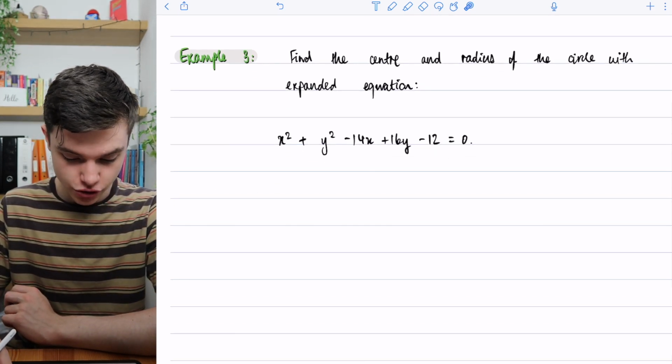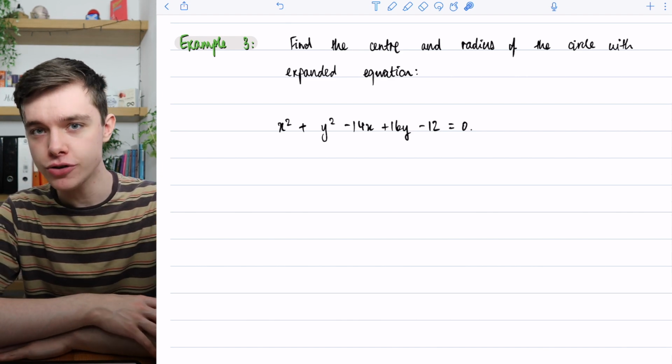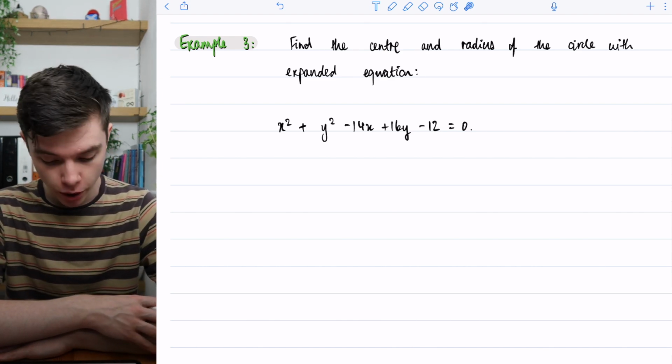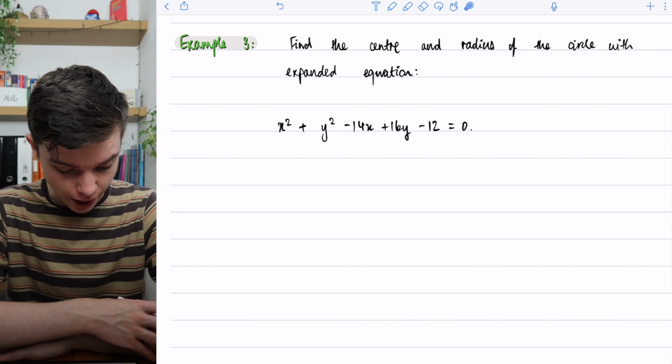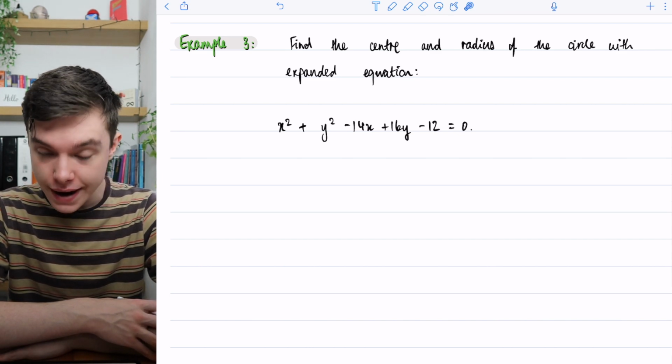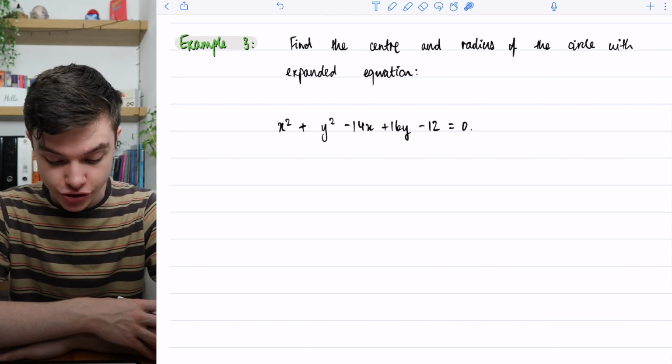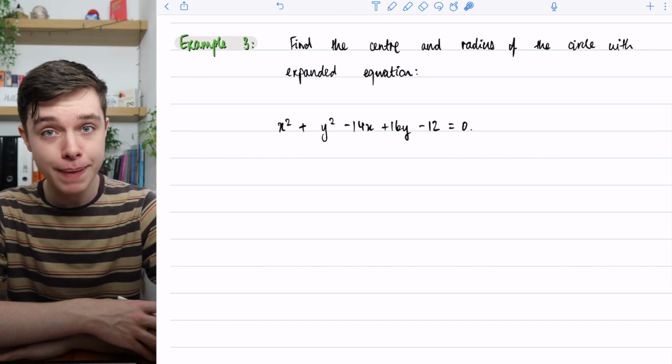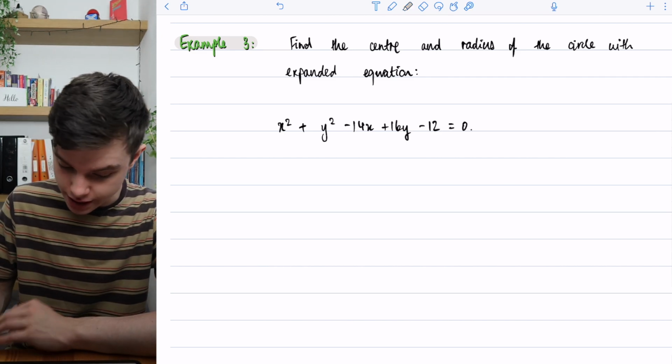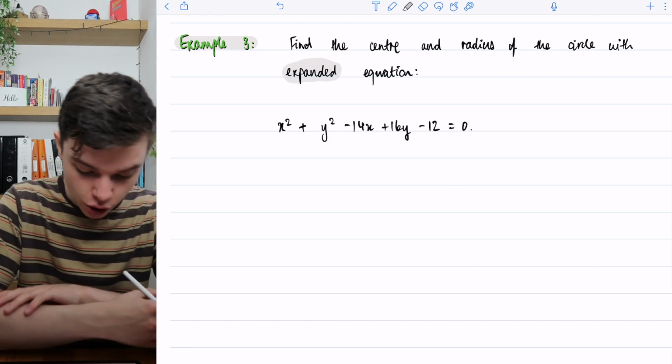All right, let's have a look at another example, and I think it's the final example for this video. So this one's a little bit different. Pause if you want to, but we will work through it together as always. So example 3 says, find the center and the radius of the circle with the expanded equation. So keyword here, expanded equation.